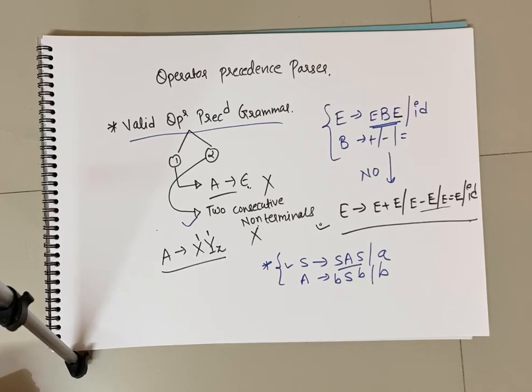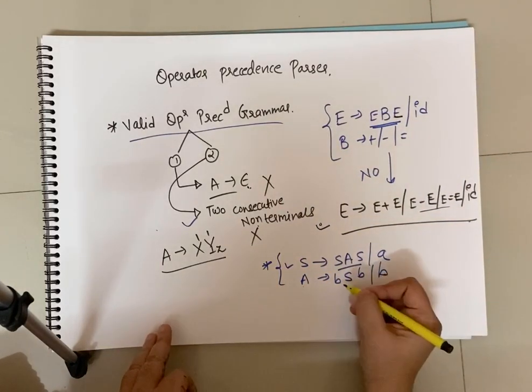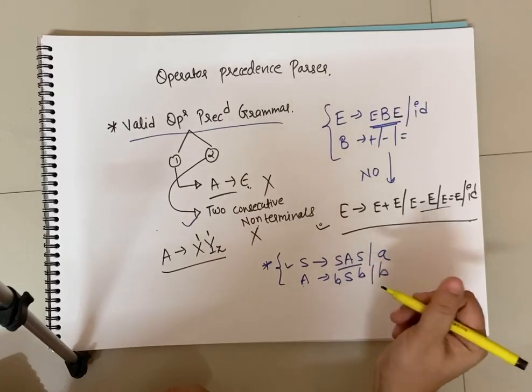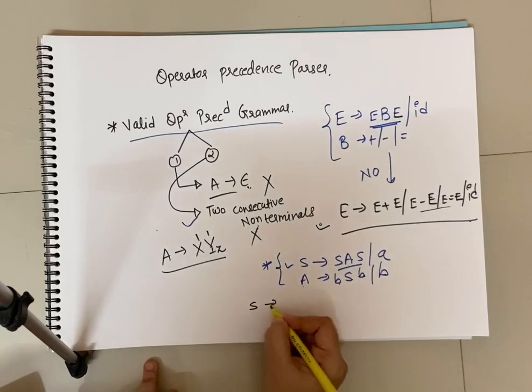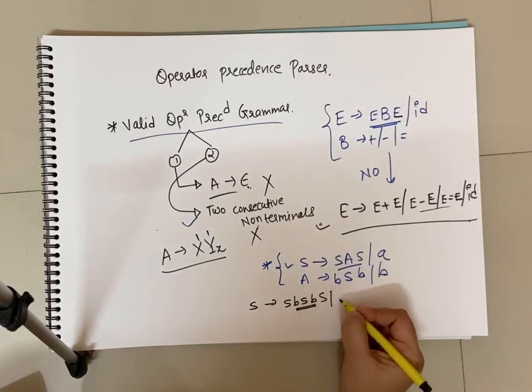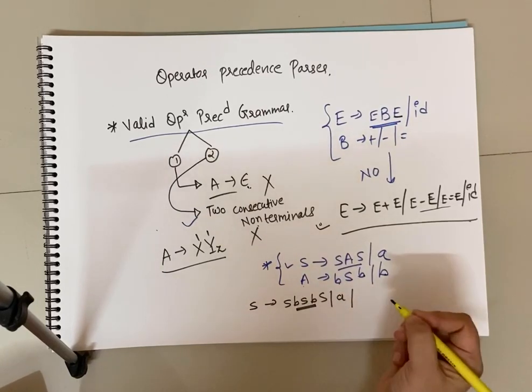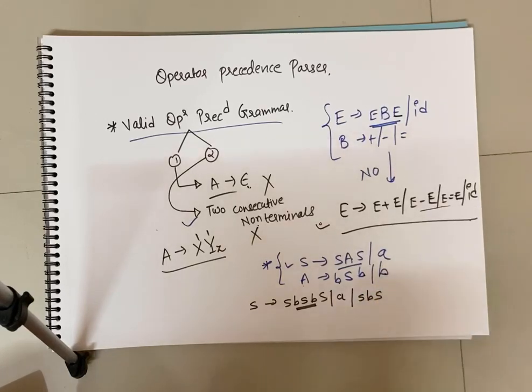Once again, not all grammars which appear not to be operator precedence grammars can be converted to valid operator precedence grammars, but some can be. In this example, if you observe, this A can be replaced by small b or B as B. In either case, making the replacement will make your grammar a valid operator precedence grammar. So this can be written as S derives SBS, SBS, or A, or SBS.